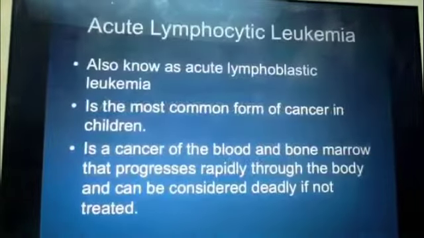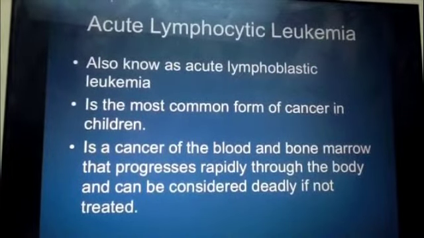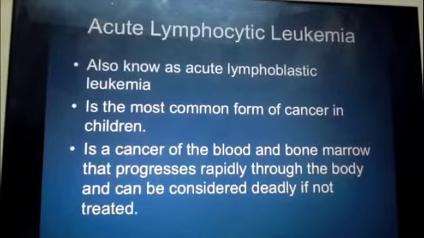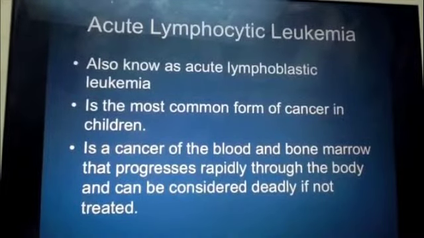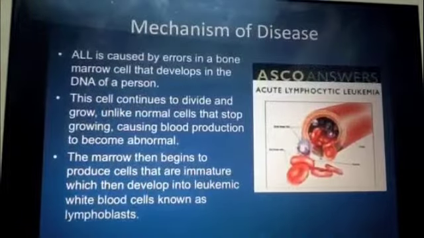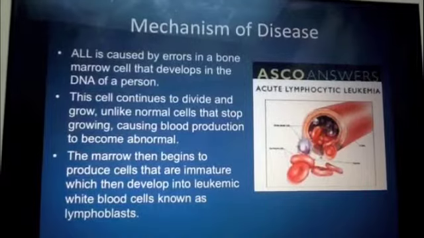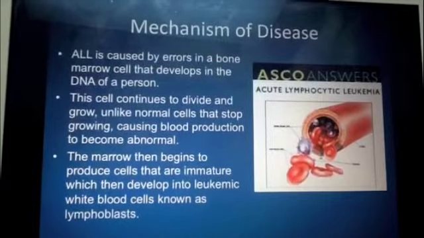Acute lymphocytic leukemia, also known as acute lymphoblastic leukemia, is the most common form of cancer in children. It is a cancer of the blood and bone marrow that progresses rapidly through the body and can be considered deadly if not treated. The mechanism of the disease is that ALL is caused by errors in a bone marrow cell that develops in the DNA of a person.